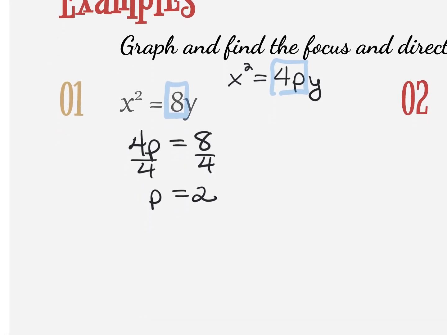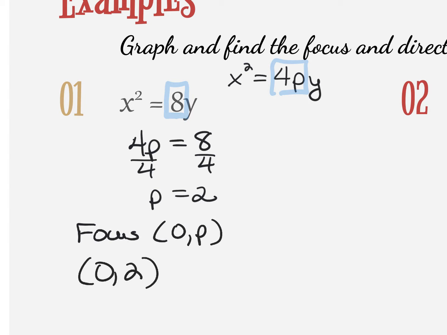Now, if you memorize, when it's the x squared, for the focus point, remember it's 0, comma p. So my focus point is at 0, comma 2, and my directrix is an equation, and it's the non-squared variable. So in my equation, it was the y, and it's the opposite of p. And now I'm going to graph it.